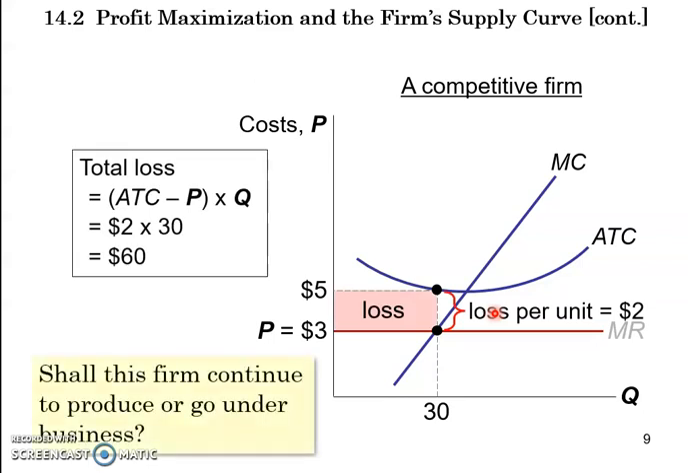Now the next thing we're going to discuss is, shall this firm continue to produce or go out of business? Because it has already experienced an economic loss, here $60. So should this firm quit, or should it try something else, or should it continue producing? We're going to discuss that in the next video.